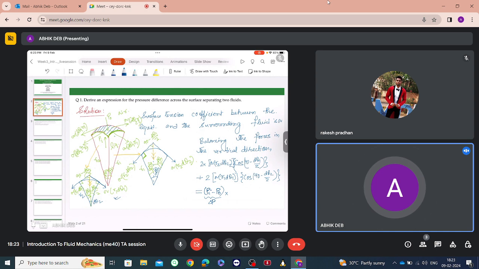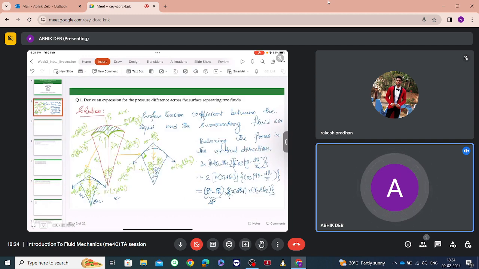So the sides are equal to r1 d theta 1 and r2 d theta 2. So if it is like a square section, the area will be r1 d theta 1 multiplied by r2 d theta 2. So r1 d theta 1 multiplied by r2 d theta 2. This is the area of the membrane.